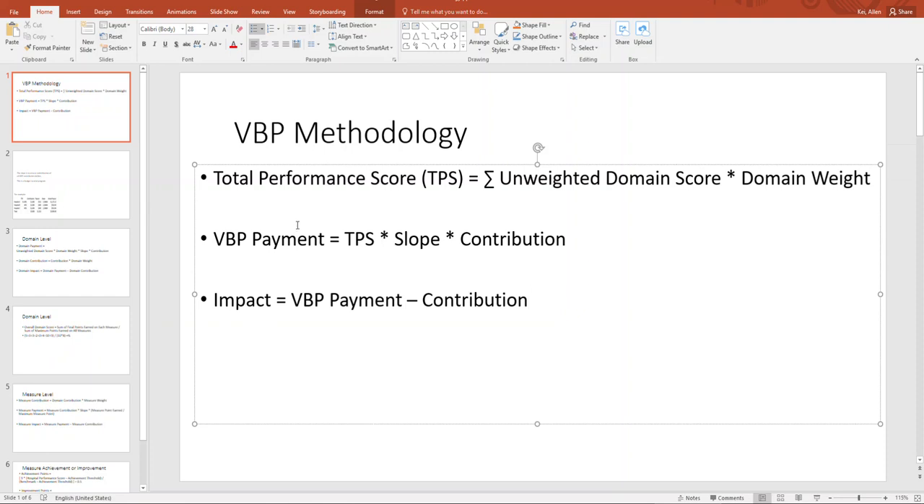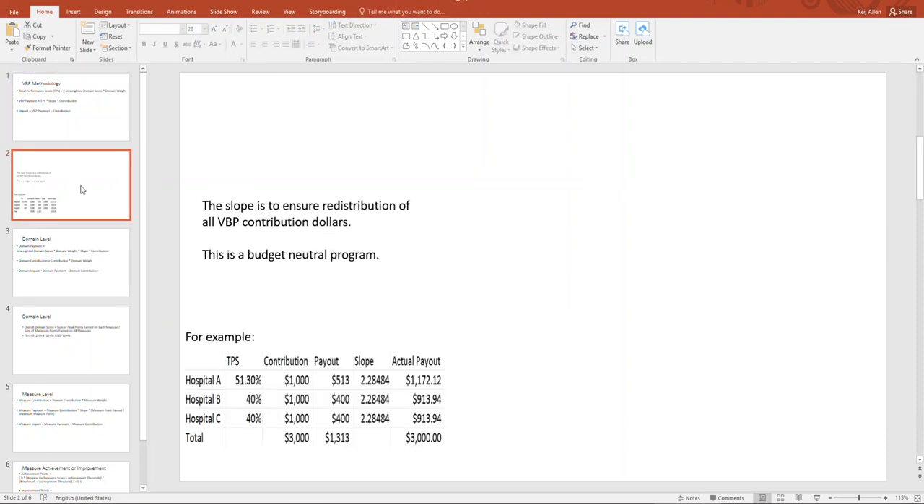Now we'll drill down that income for your entire hospital into different domains. There are 4 domains in this entire program, and within each domain there are multiple measures. Another thing is that the VBP program is also a budget neutral program. That means whatever this CMS program collects, it will redistribute the money that it collects to the hospitals.